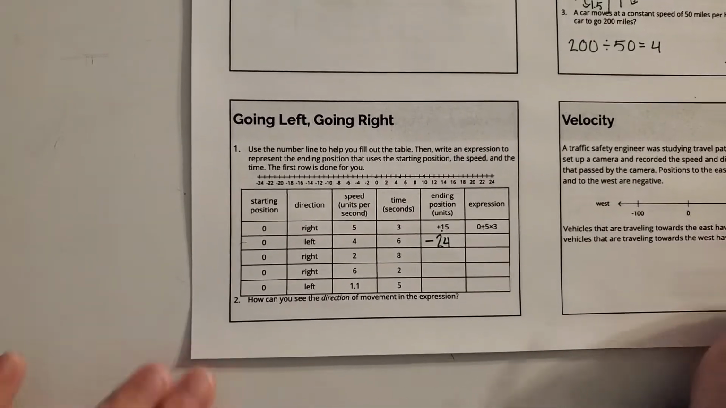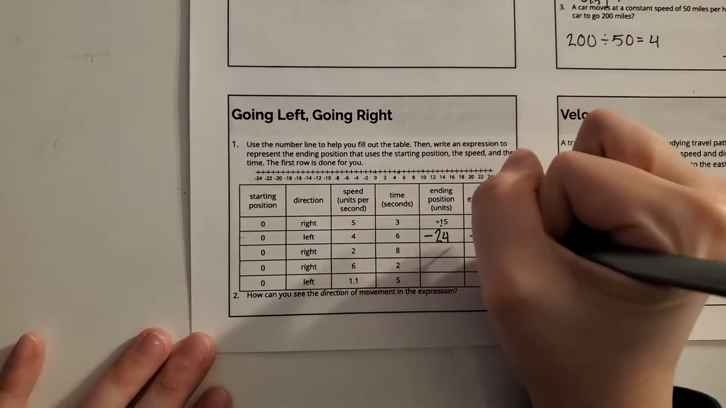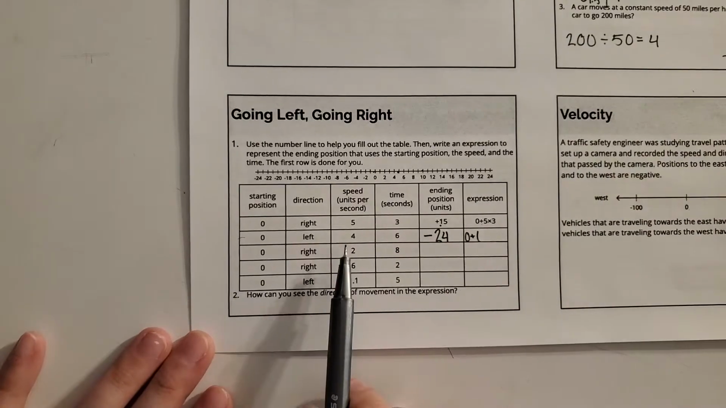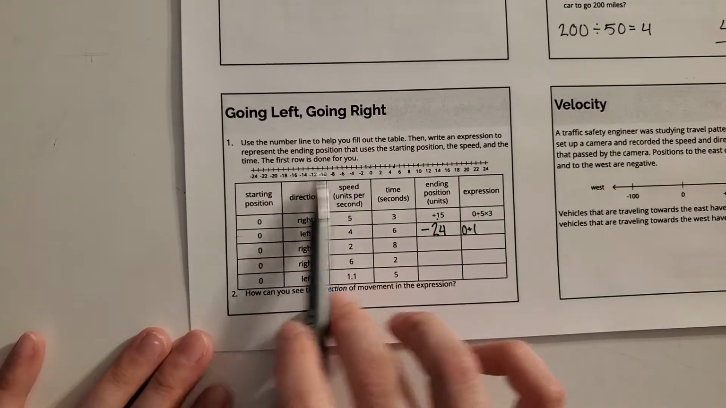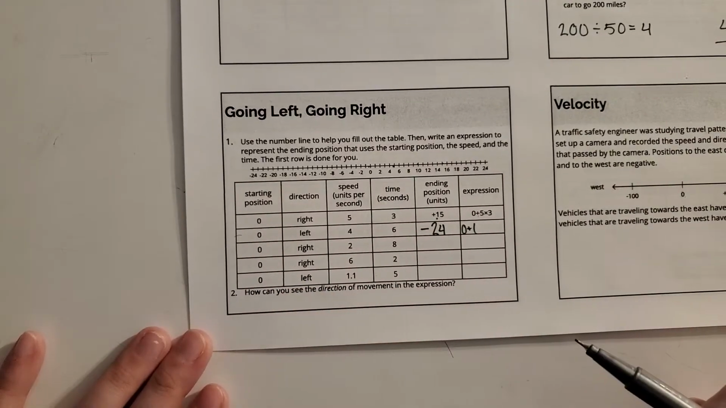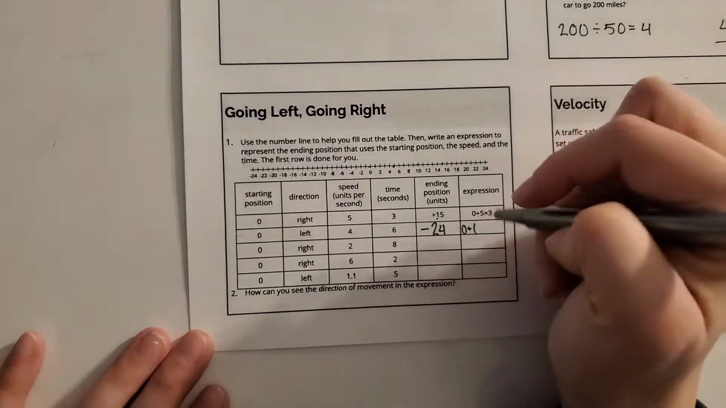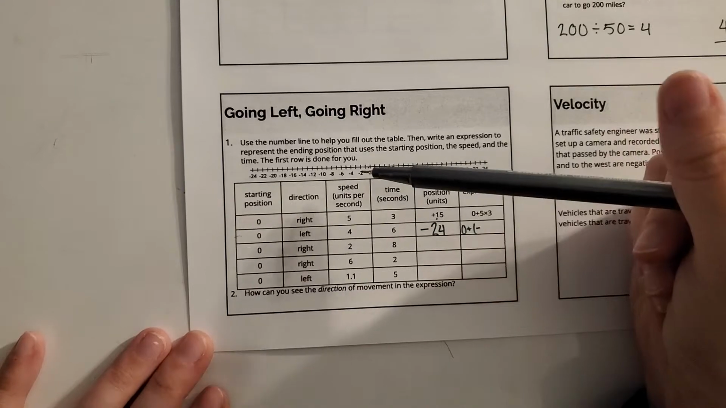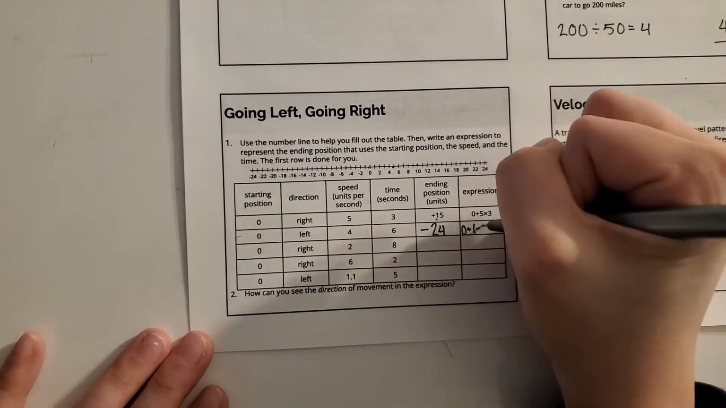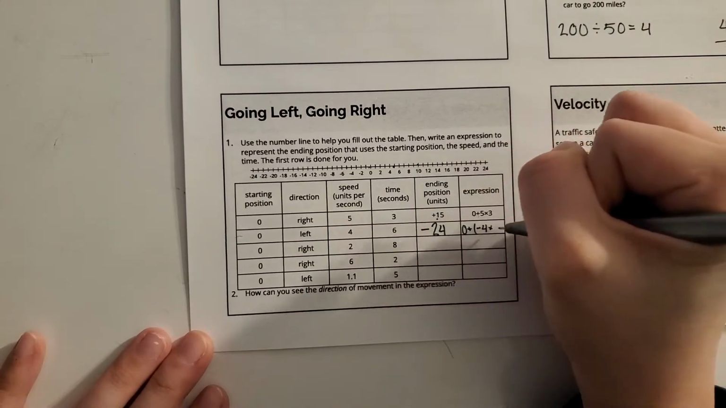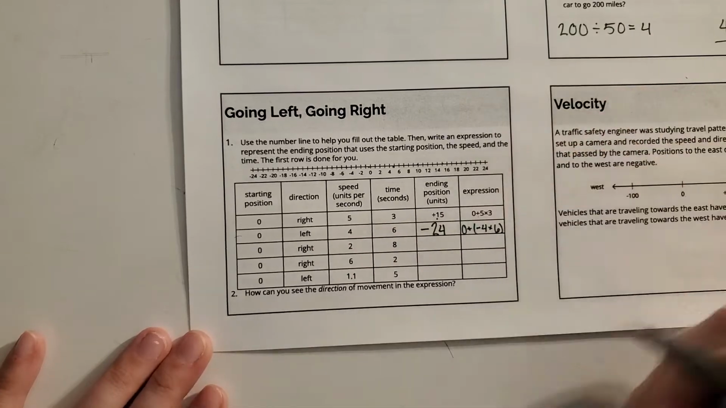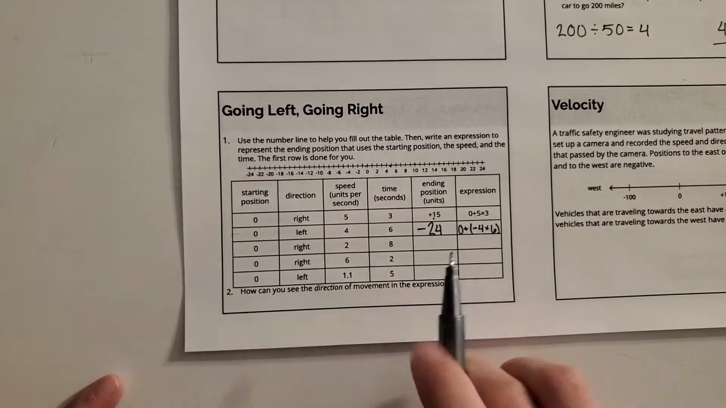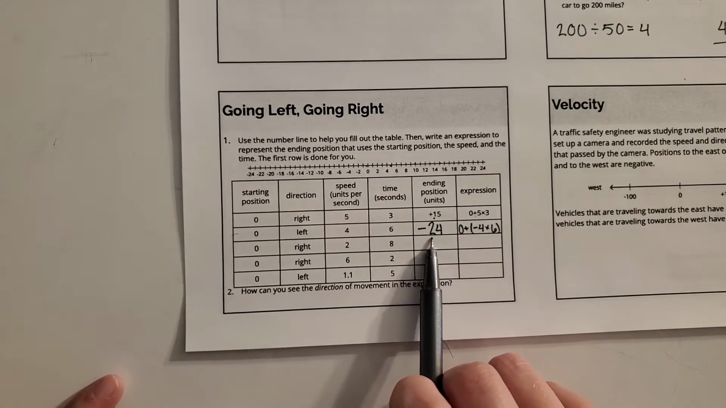Our expression is, again, we start at the starting position, which is 0. And then we would add, since we are moving to the left, we would actually have a negative number. And we're moving -4 spaces every second for 6 seconds. So -4 times 6. -4 times 6 is going to be -24, plus 0 is still -24.